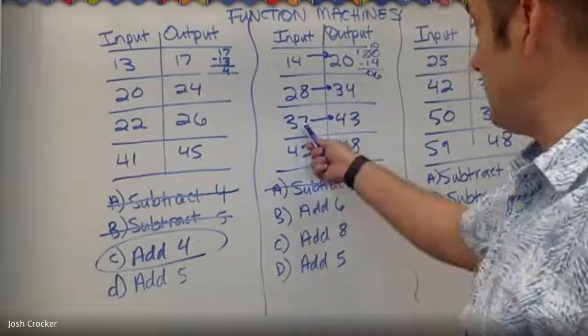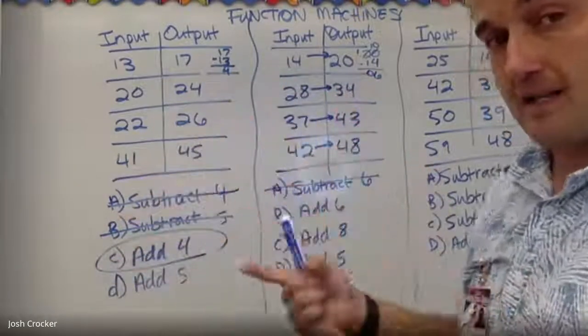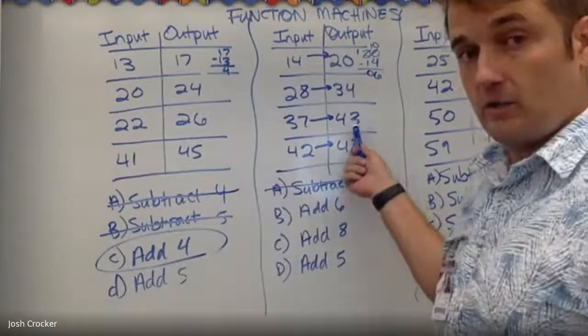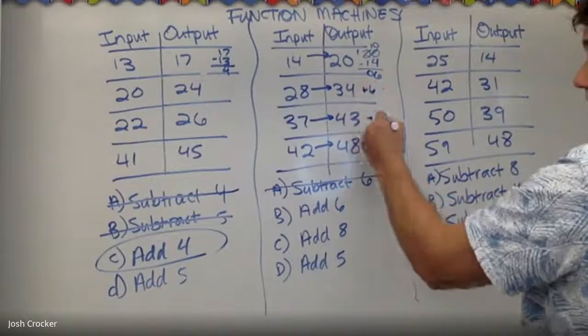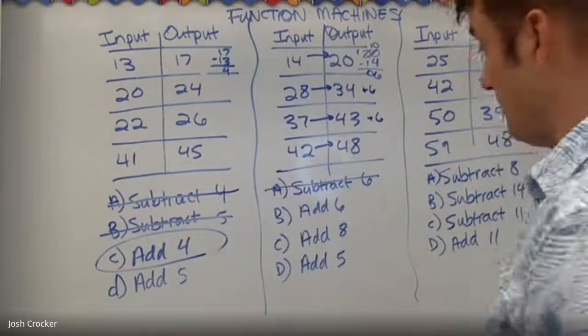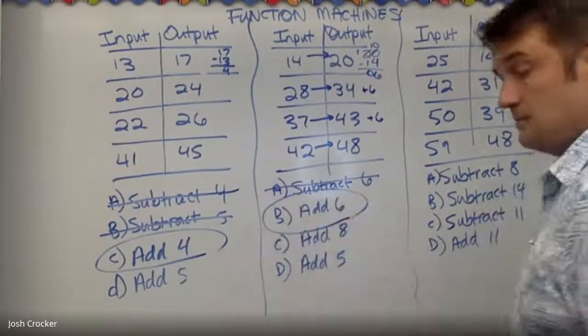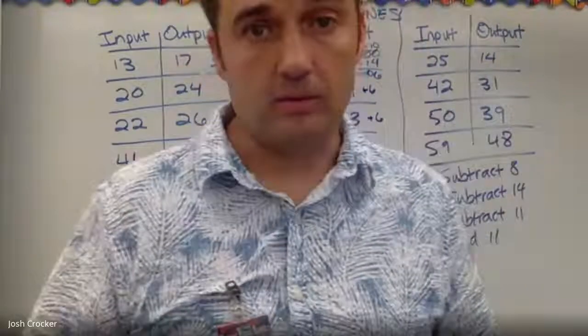Okay, 37, 38, 39, 40, 41, 42, 43. I added 6, I landed on 43. My rule is repeating plus 6, plus 6. It's always plus 6. So my rule is add 6. Okay? It's just like a pattern. It's just in a table.